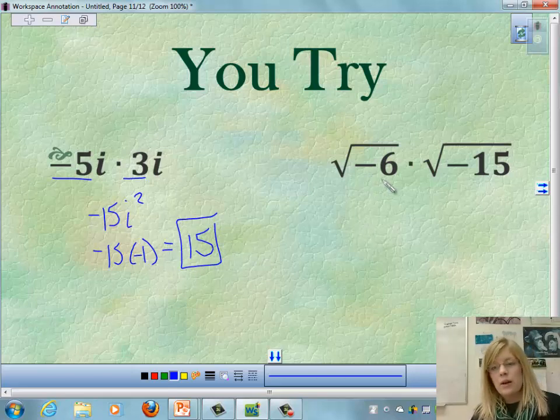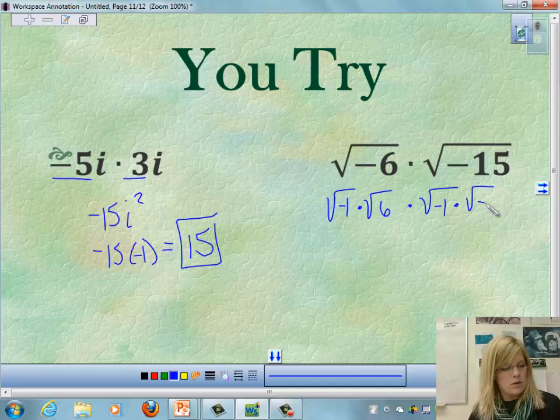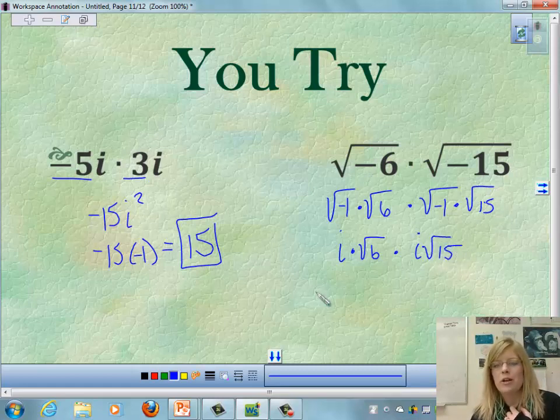Now your second one, I want you guys to pull that i out. So I want you to pull that negative 1 out on both of them. Oh, that's a positive 15, sorry. And I want you to say radical negative 1, that's i, times a radical 6. Oh, Miss Bradford, what are you doing? This is supposed to be a 15. Times a radical 15. Now multiply what you have.